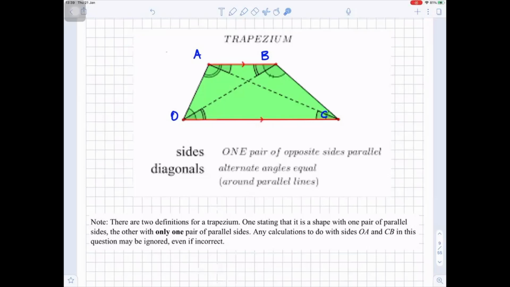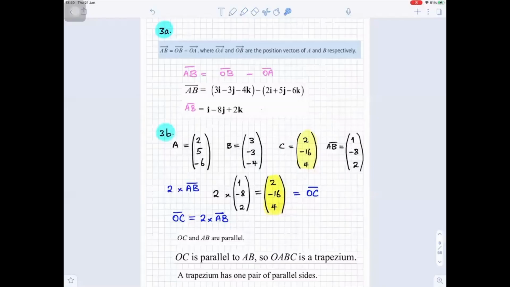It is important to note that there are two definitions for a trapezium. One stating that it is a shape with one pair of parallel sides, the other with only one pair of parallel sides. So any calculations with OA and BC in this question may be ignored, even if it is correct. You just want to show that two sides are parallel. So that's your complete answer for questions 3A and 3B.